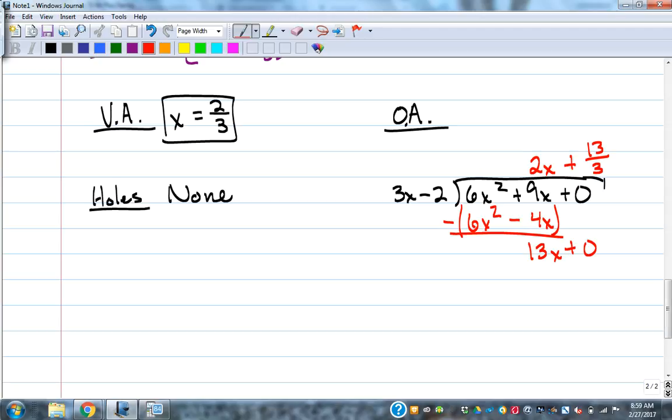What times 3 gives me 13? So you could set it up 3 times A equals 13. That's how you find that number. And it's okay, it's a fraction. That ain't a big deal. Do we need to even go any further? No. Why? It's mx plus b. That's the right form. So that's my oblique asymptote.